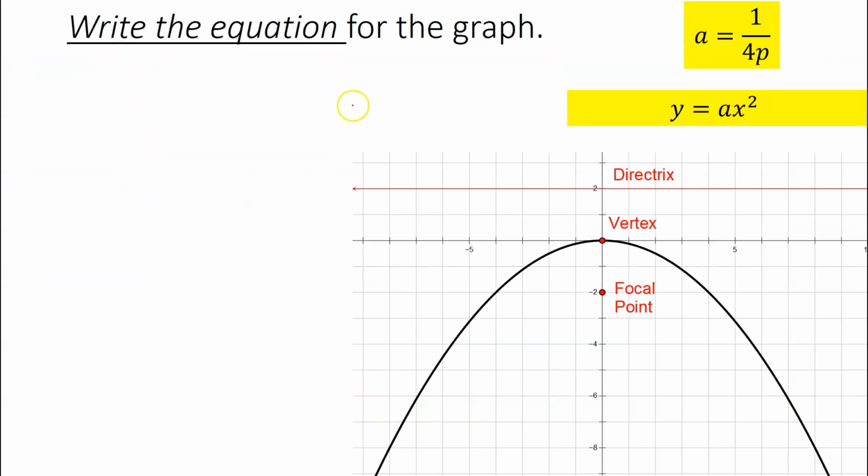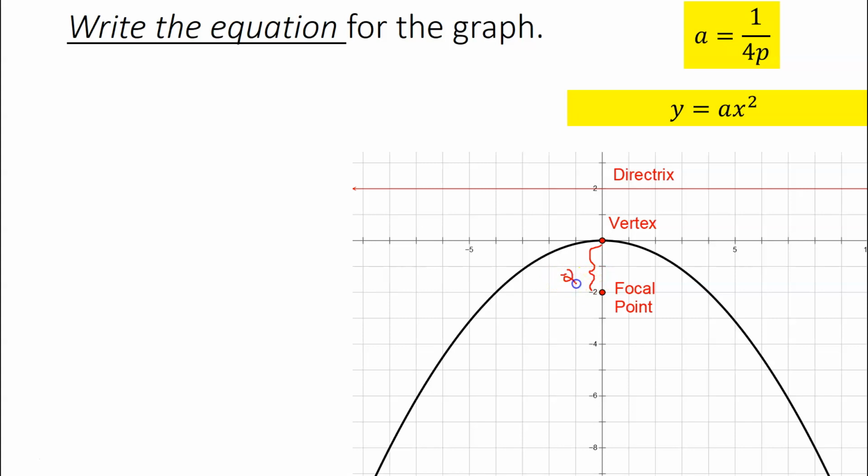Write an equation. Okay, so we've got some information here. If you look at this, we know the vertex is at 0, 0. If you just count, or you can see this, our focal distance is 2. That's the P. Now remember, P is related to A. To write the equation, and this is going to be an easy one because the vertex is at 0, 0, I don't need to mess with the H and the K. I just need the A. Well, A is 1 over 4 times the focal distance. Since I know the focal distance is -2, I should put that in there.